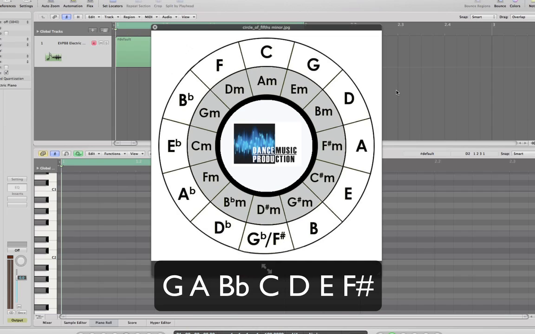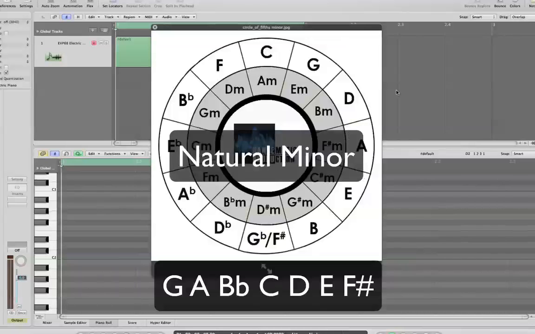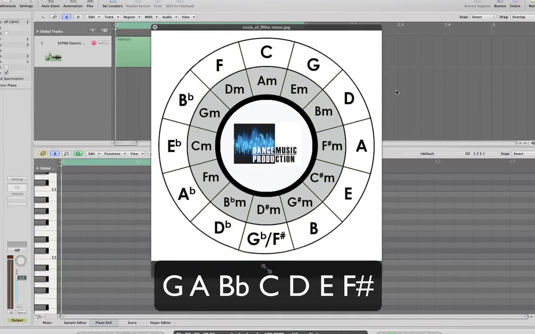So have a listen now to how the melodic minor is different from the natural minor. I'll play up now. This is the melodic minor. Now compare that to the natural minor. Can you hear there how the melodic minor has more of a drive?